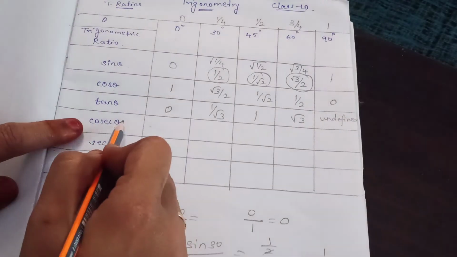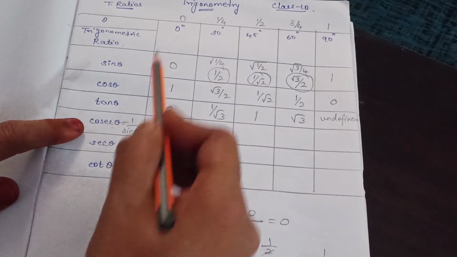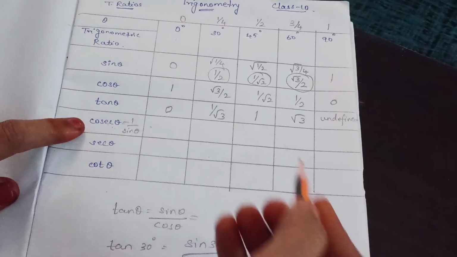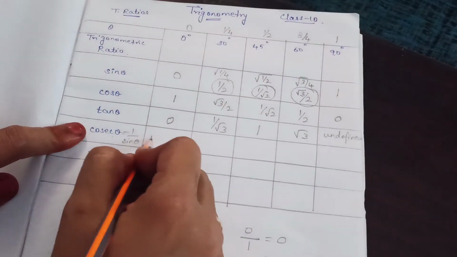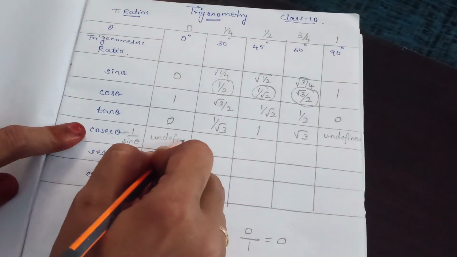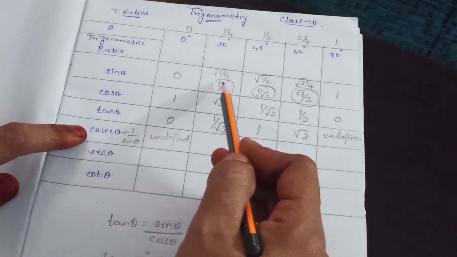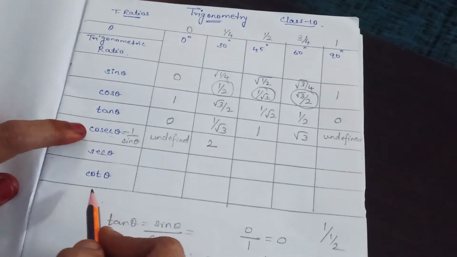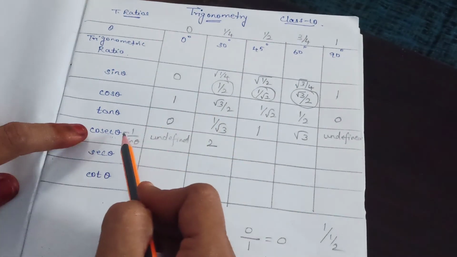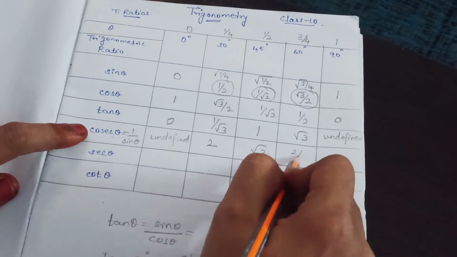So, we know that cosecant theta equals 1 by sin theta. Therefore, cosecant 0 is 1 by 0. As we know, 1 by 0 is undefined. Therefore, this value will be undefined. Next, cosecant 30 is 1 by sin 30. Sin 30 is 1 by 2, so it is 1 by 1 by 2, and the value will become 2. Similarly, on finding the other values, we get root 2, 2 by root 3, and 1.